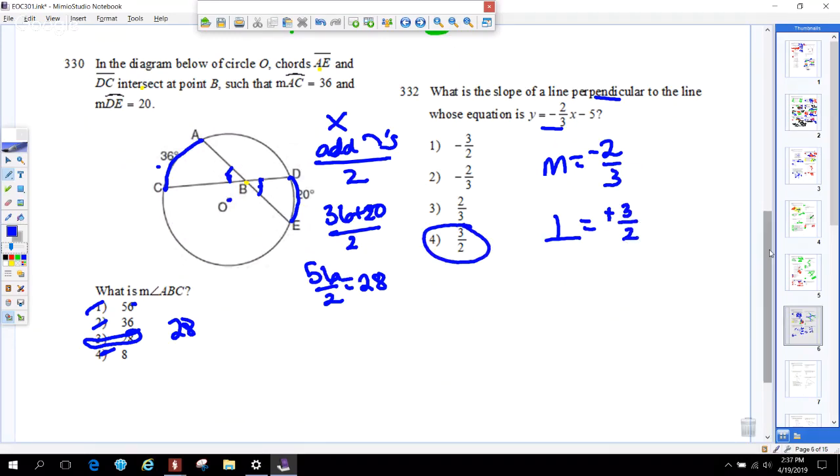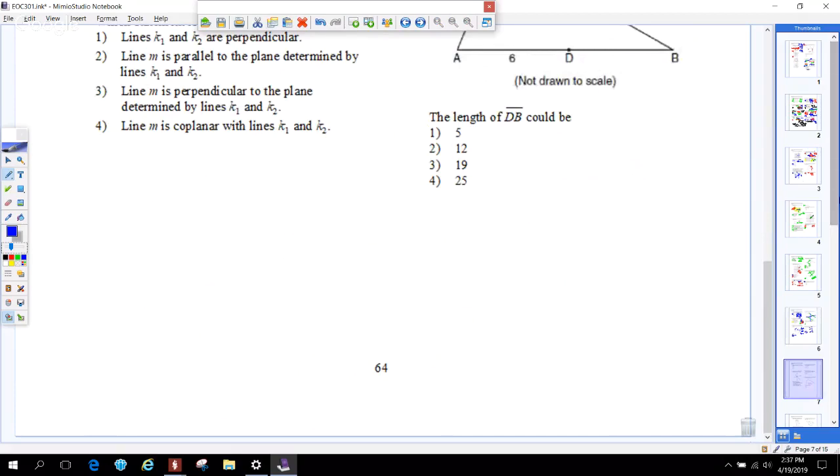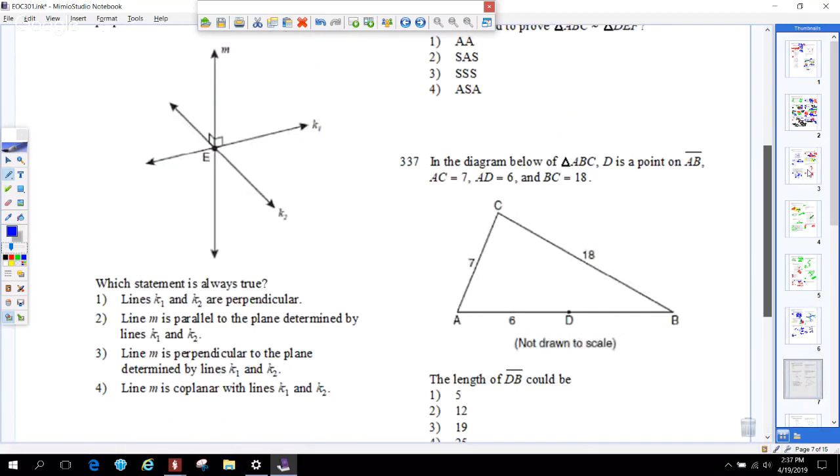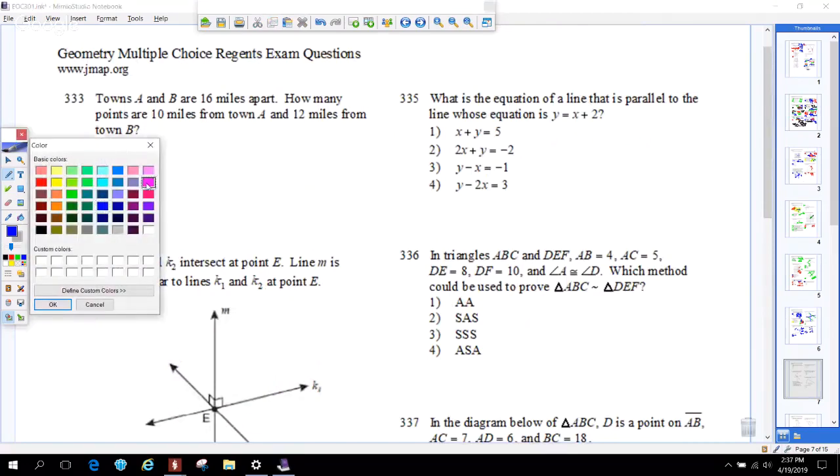Choice 4. Now you get 100 of those questions and know how to do those questions. Questions, page 7, I'm on page 64, looking at question 333.